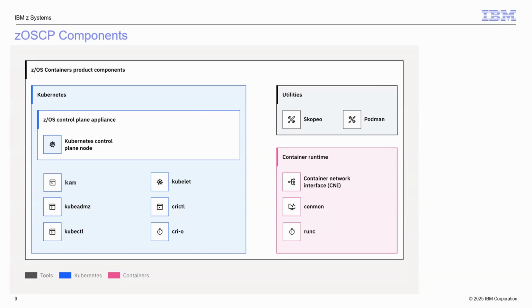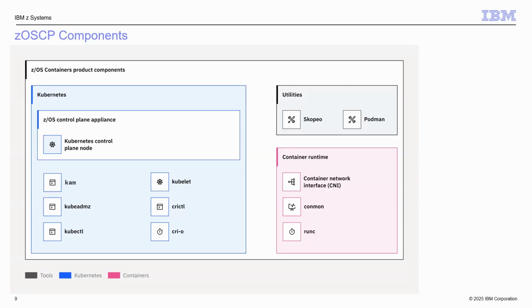kubeadmz and CAM are components that we created ourselves in order to work with the z/OS control plane appliance and the Kubernetes control plane node. For some background, if we had wanted to get a Kubernetes control plane node to run natively on z/OS, it would have meant porting almost the entire Linux kernel. So instead, what we did was we created an appliance, which is a Linux address space running inside z/OS, whose purpose is to just run a Kubernetes control plane node. Then we provided kubeadmz and CAM for working with that control plane appliance.